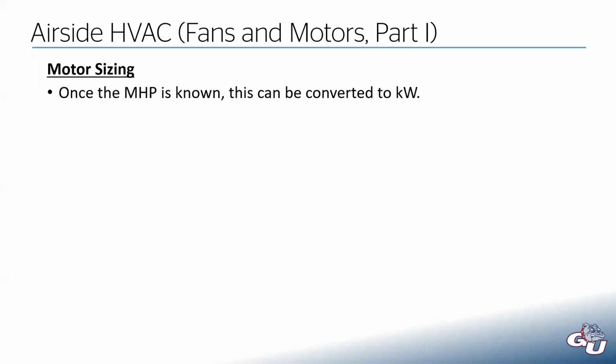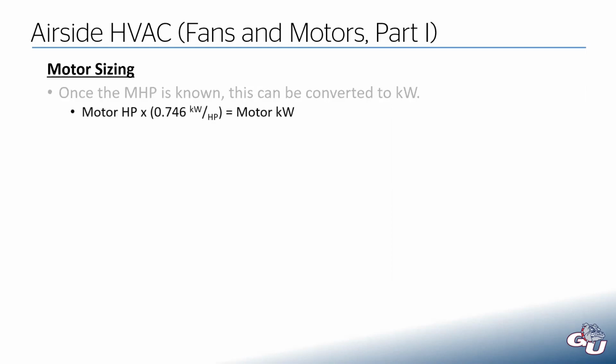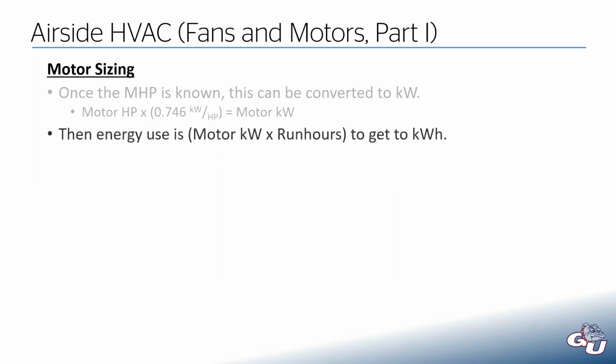Once you know the motor horsepower, you can convert that to kilowatts. It's a simple conversion. This was even on the Who Wants to Be a Millionaire picture earlier. But if you take your horsepower, multiply by 0.746, that will give you motor kW. Once you have that, all you need to do is multiply that by your run hours to get to kilowatt hours. And that shouldn't be any surprise. I mean, we've talked about that in the past.